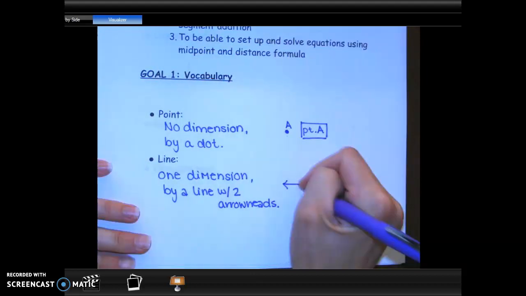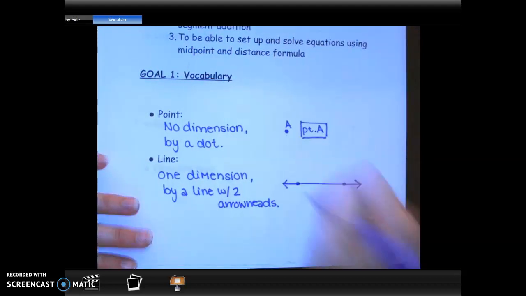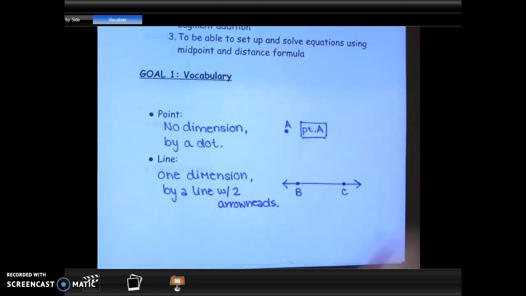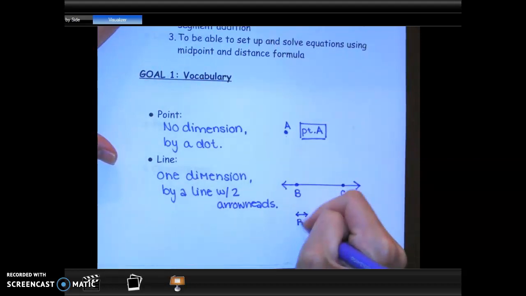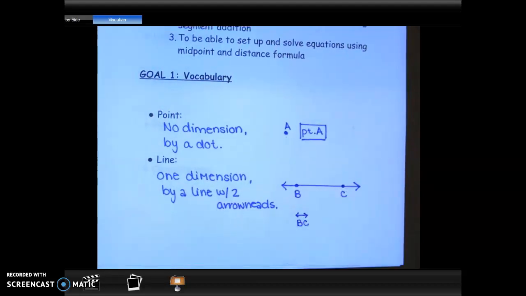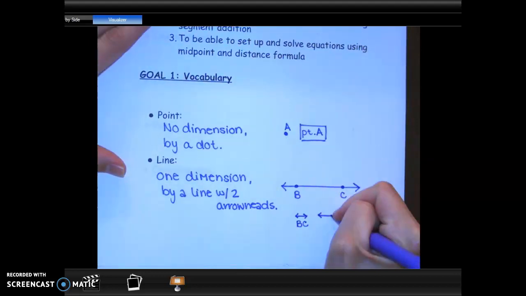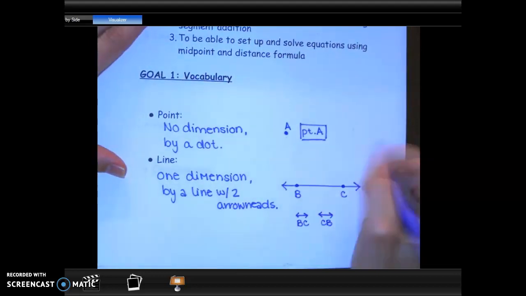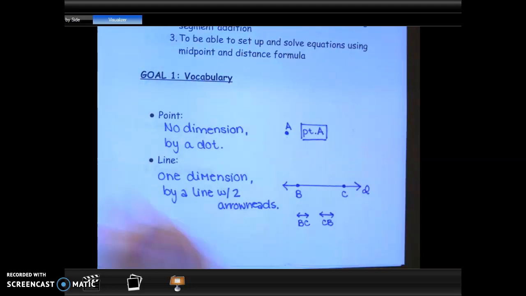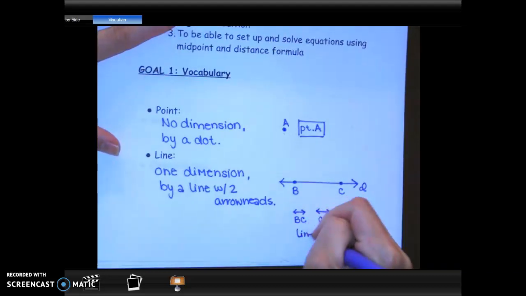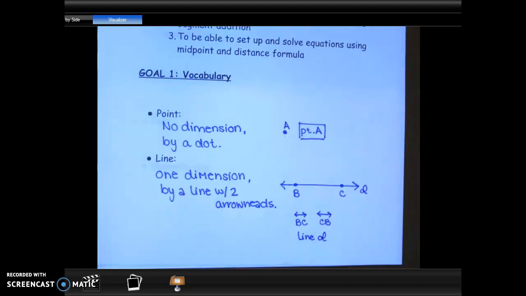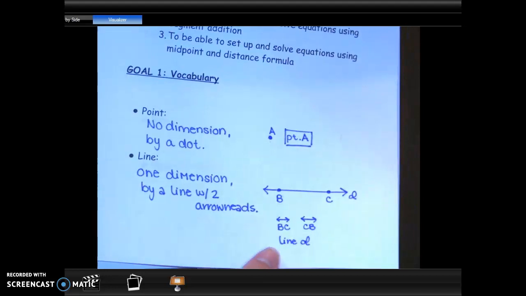Now, when it comes to naming a line, it can be named by 2 points that are found on the line. So you could say this is line BC, and if you notice the symbol I put above it, that means it's a line. Or you could call it line CB. But another way a line can be named or identified is by a lowercase, cursive, or italicized letter at the end. So like we have a D here, so another name would be line D. Good thing about these videos is you can pause them and go at your own pace to write down these notes.